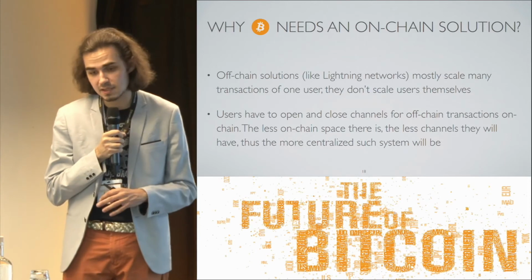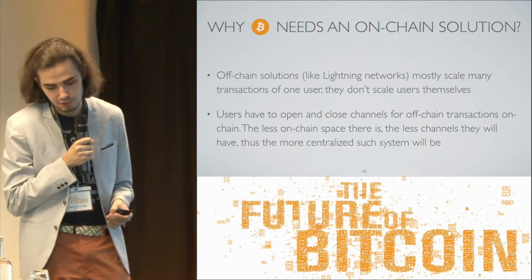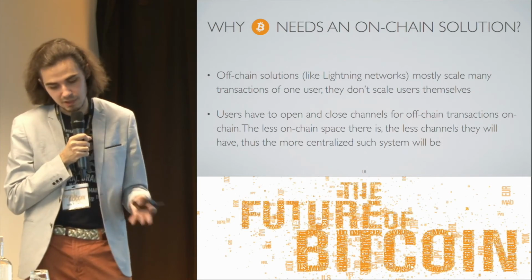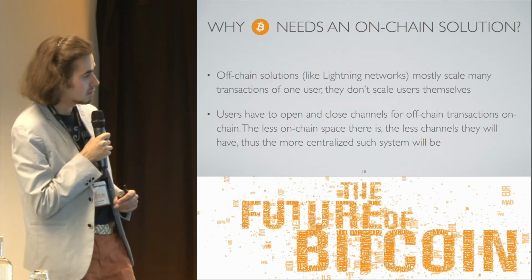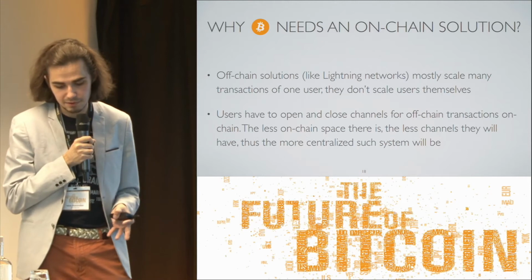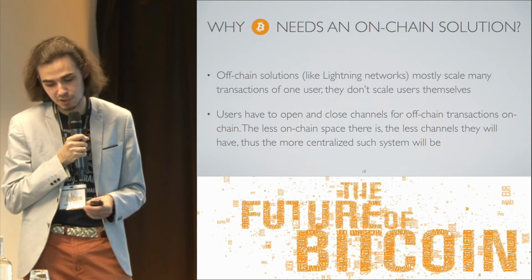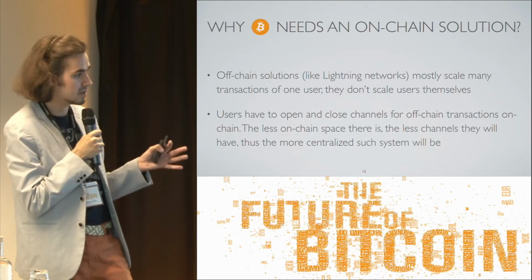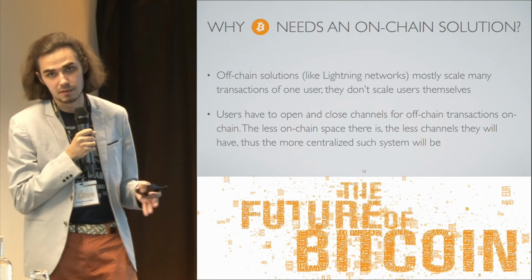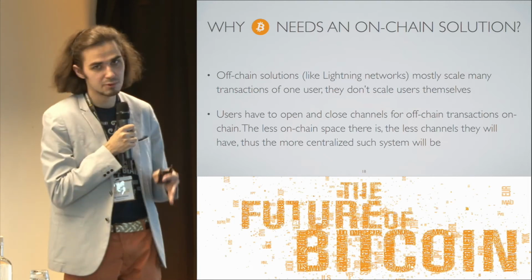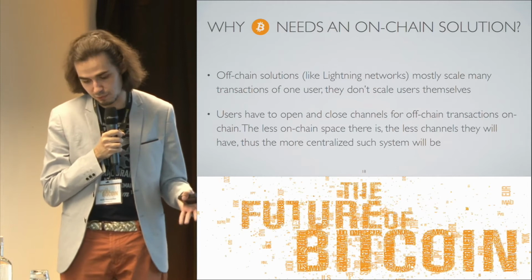So why does Bitcoin need a scaling solution? And why won't an off-chain solution alone be enough? Well, first of all, off-chain solutions like the Lightning Network, as I have already said, need to open and close payment channels between users somewhere, and that's the Bitcoin blockchain. So every Lightning user will have to use the on-chain space too.